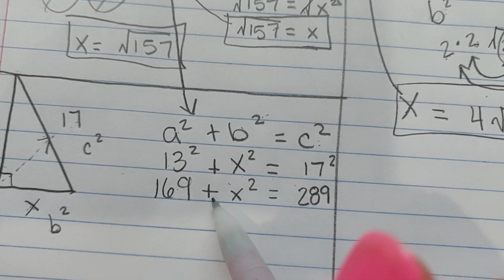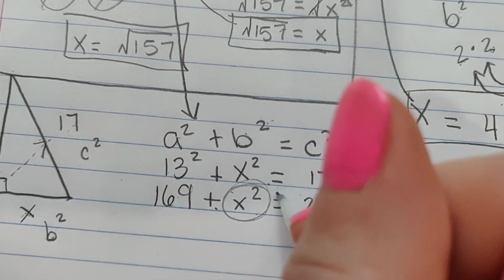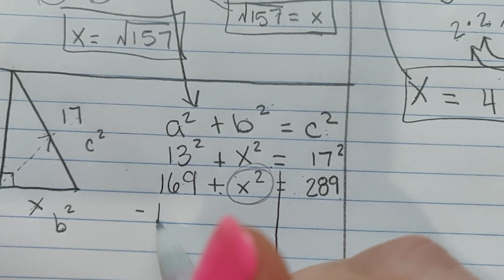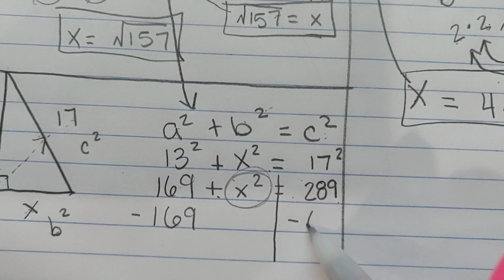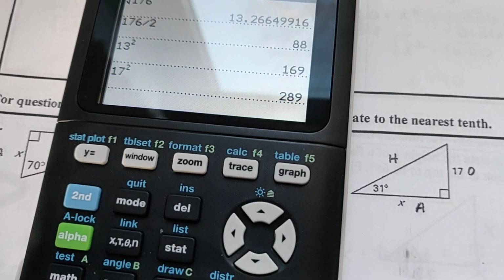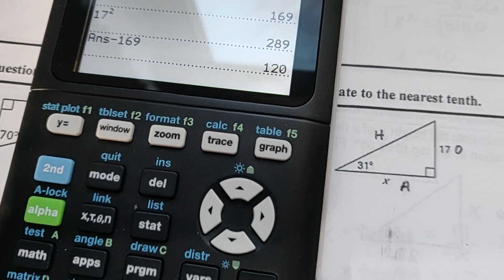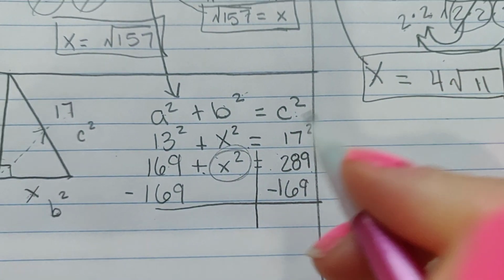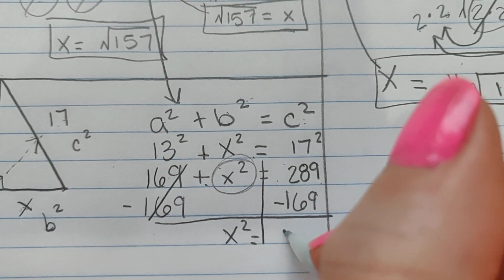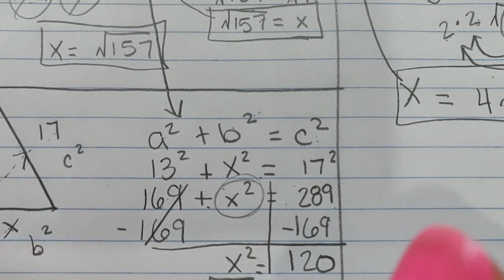So when I have a number plus x squared equals another number, I need to get this value of x by itself. So I'm going to draw a line to separate the two sides. And since I have a positive 169, I'm going to subtract 169 on both sides. So I've got 289 minus 169 equals 120. That cancels out. x squared equals 120. So remember, we have to square root both sides.